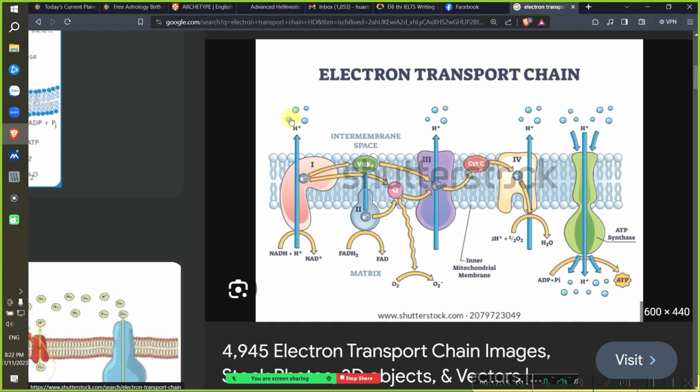So the H plus arrives out of the mitochondria and then it builds up. It builds up a lot of H plus here, and then what happens next is that there's an ATP synthase over here.